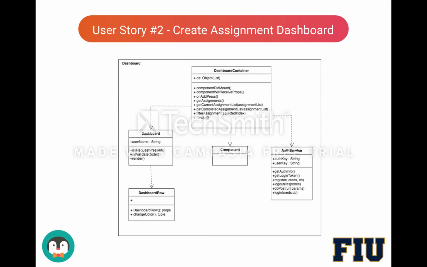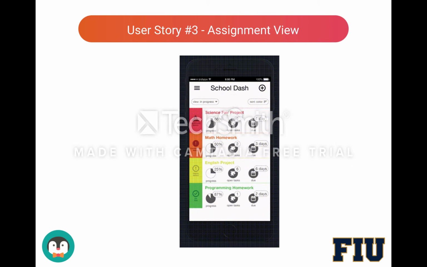Here we have the class diagram for the assignment dashboard. We've separated the view from the logic as much as we possibly could. You have the dashboard container, which is what makes you see the dashboard. We have the dashboard, which renders the information, and the dashboard row, which renders one specific row for the dashboard. And then the auth service takes care of getting the information, posting information, everything that has to do with inputs, outputs, stuff like that.